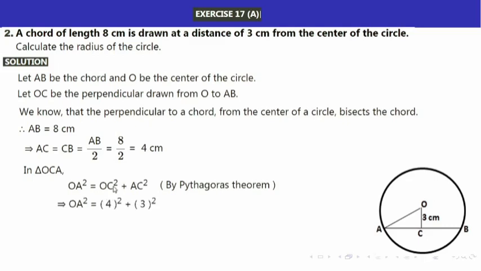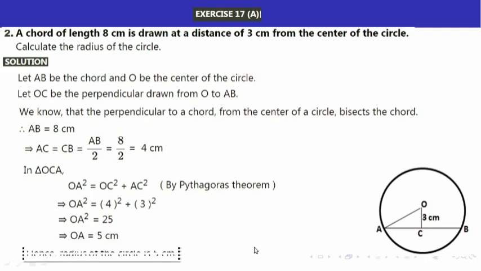OC is 3, so this is 3 square plus 4 square, or 4 square plus 3 square, both mean the same. 4 square is 16 plus 3 square is 9, so 16 plus 9 is 25. From here OA will turn out to be root over 25, which is 5 centimeters. So the radius of the circle is OA, which is equal to 5 centimeters. Pause the video and note down your solution.